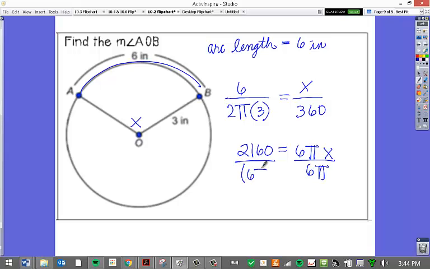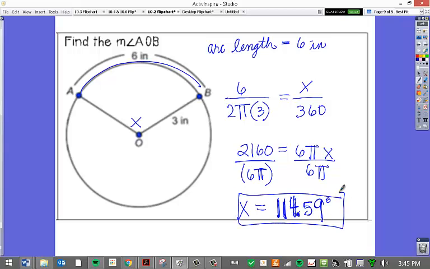Now I'm going to put the 6 pi in parentheses. And then that will give me x is, make sure you put it in parentheses or else you're going to get a weird answer. You're going to get 114.59 degrees, or that measure of angle AOB, 114.59 degrees.